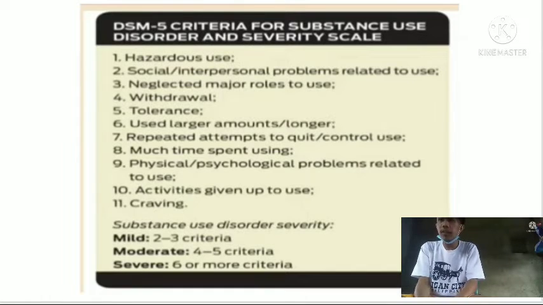Substance use disorders severity. Mild, 2 to 3 criteria. Moderate, 4 to 5 criteria. Severe, 6 or more criteria.